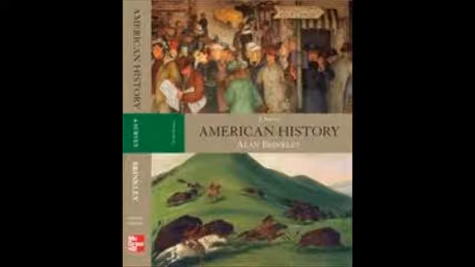The colonial population doubled every 25 years. That is rapid growth. Eventually, there are going to be more people here than there are in England. So how do you plan on controlling these colonies?